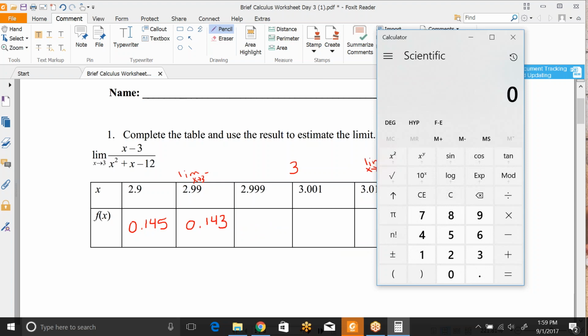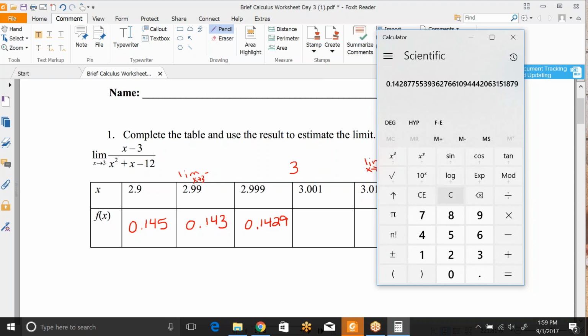Okay, let's look at 2.999. So 2.999 minus 3 divided by parentheses 2.999 squared plus 2.999 minus 12, close parentheses, hit enter. So that's 0.1428. So we can actually distinguish that this is a little bit different. If we go to 4 decimal places, that'd be 9 if we bump the 8 up by the 7.